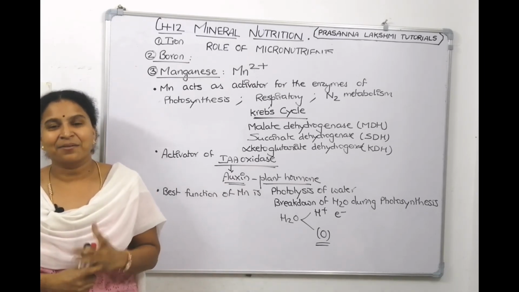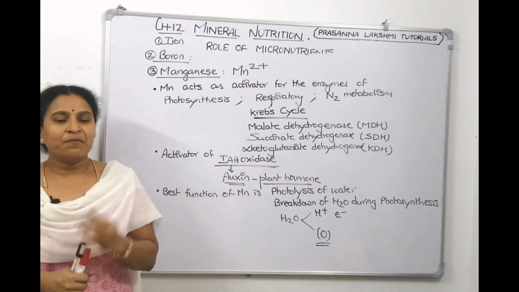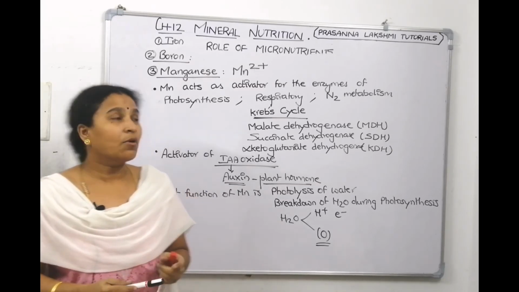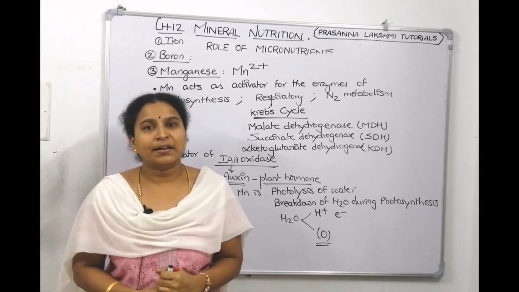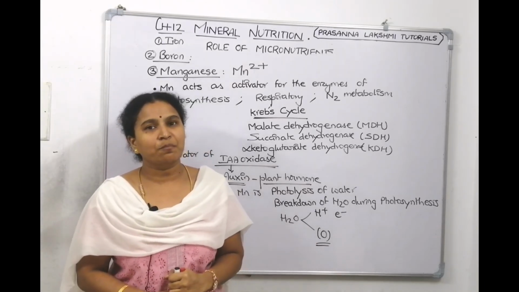Right, children? In this session, we covered 3 elements. What are they? Iron, boron, manganese. In the next lecture, we'll try to cover the remaining elements of micronutrients.